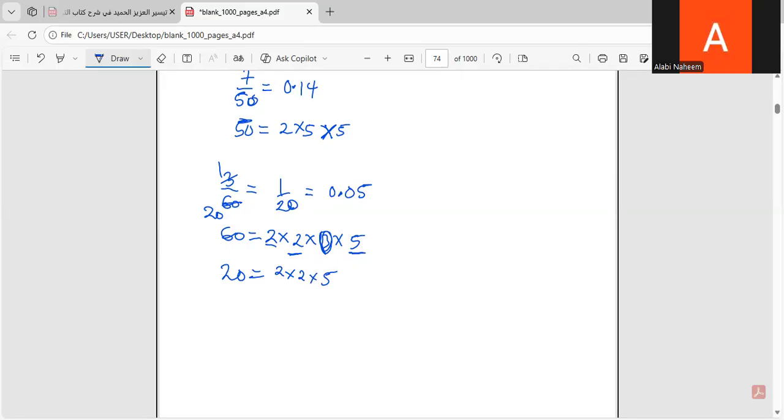So the principle is that for a fraction to give a terminating decimal, the denominator of the fraction must not contain any other number apart from 2 and 5. It might be a mixture of 2 and 5. Might have 3 2s and then 7 5s. But it should be a combination of only 2 and 5. You should not have maybe 3 or 7 or some other numbers in the denominator. In that case, you have a terminating decimal. But if you use some other numbers, then you have a non-terminating recurring decimal.